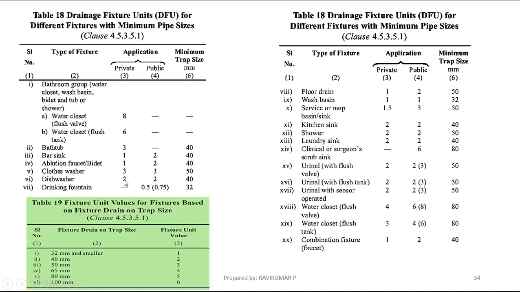Dishwasher, mostly we will use in domestic only. For that, 2 fixture units. Public also 2. Outlet will be 40 mm.